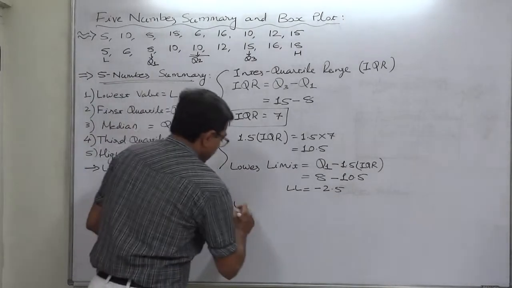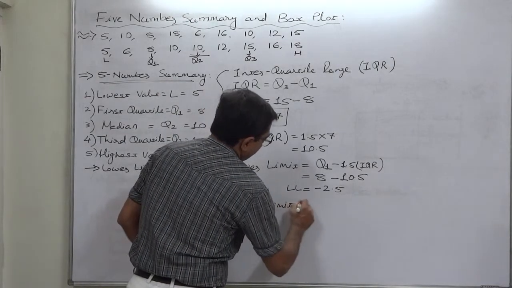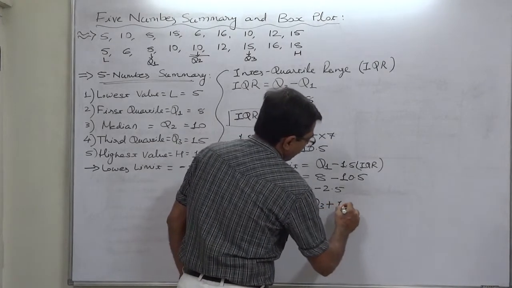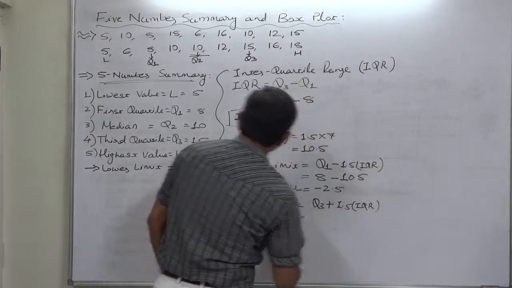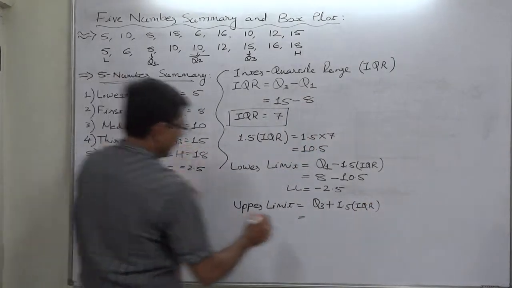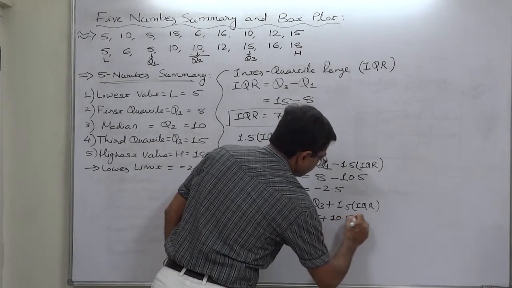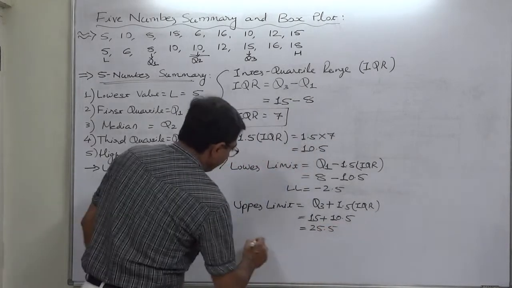Now the upper limit. Upper limit equals the third quartile plus 1.5 IQR. The third quartile is 15, plus 1.5 IQR, which is 10.5. So the upper limit comes to 25.5.